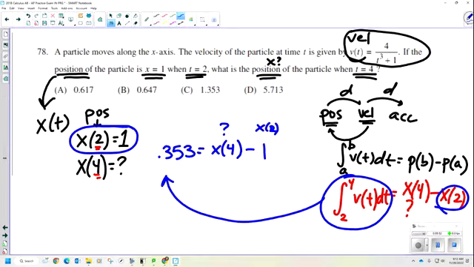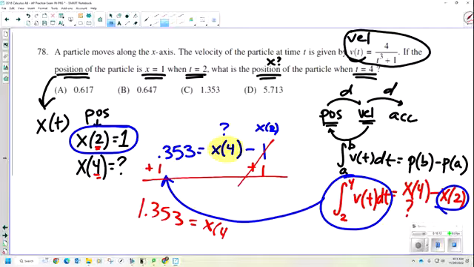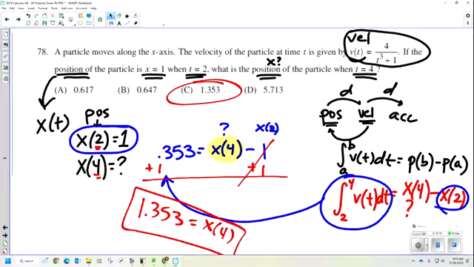Now it's just basic algebra. Just add 1 to both sides. We're trying to isolate x of 4. So let's keep that alone. Okay, we'll add 1 to this side. Add 1 to this side. Boom. 1.353 equals x of 4. And that's exactly what we're trying to answer, which is choice C.